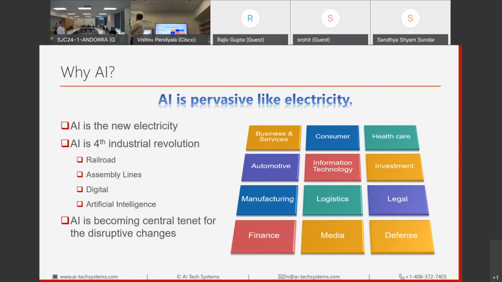So now to the topic, why AI? I'm sure you guys know, in the media, everybody's talking about AI. And one of the reasons is it's pervasive like electricity. By itself, it's not much of a science, but when it enables quite a few of these industries and domains and applications, just like electricity.